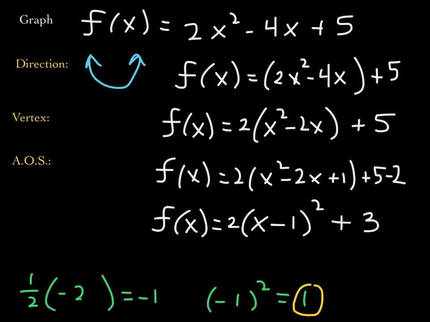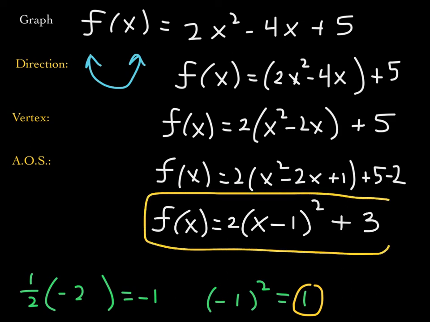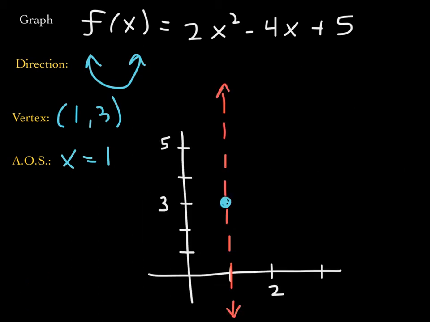Now this, ladies and gentlemen, is standard form for this quadratic function. Now I can see what my vertex is. My vertex is h, k. It is +1, +3. My AOS is x equal to 1. So this is what we have so far, everybody.